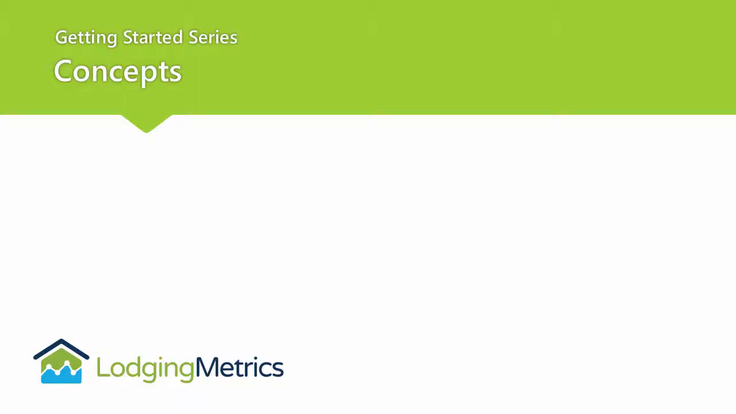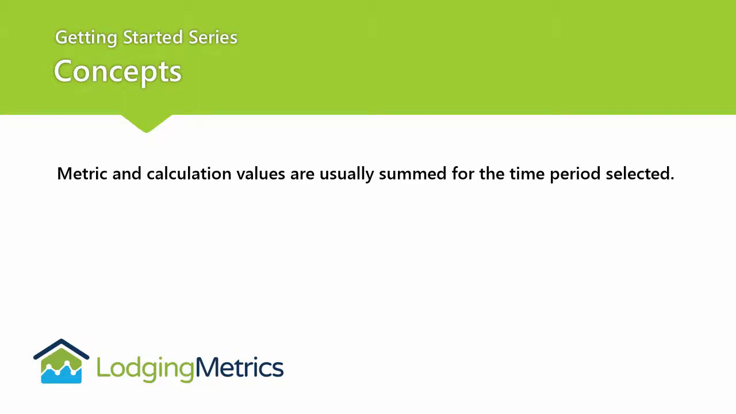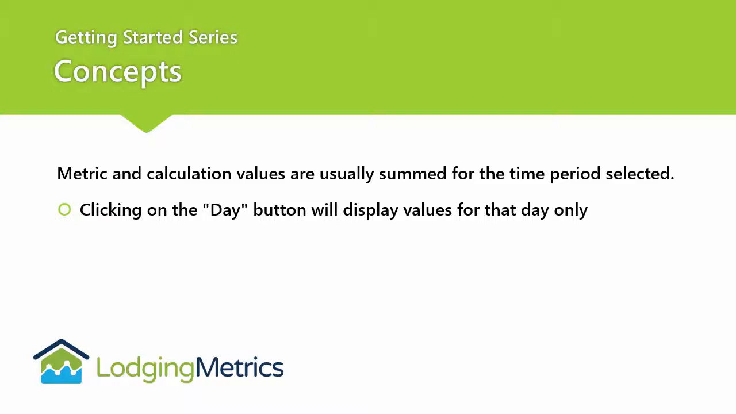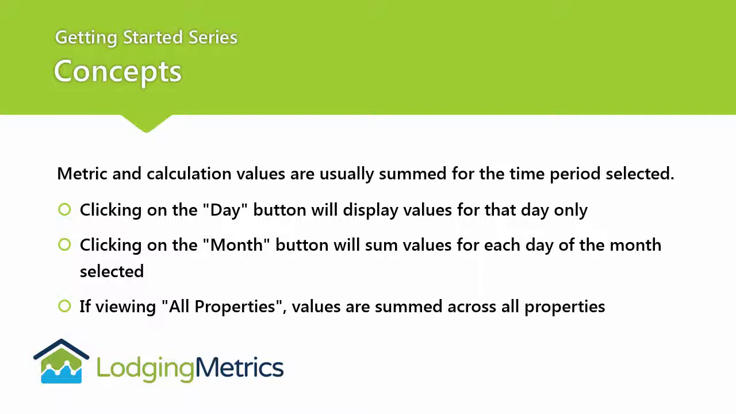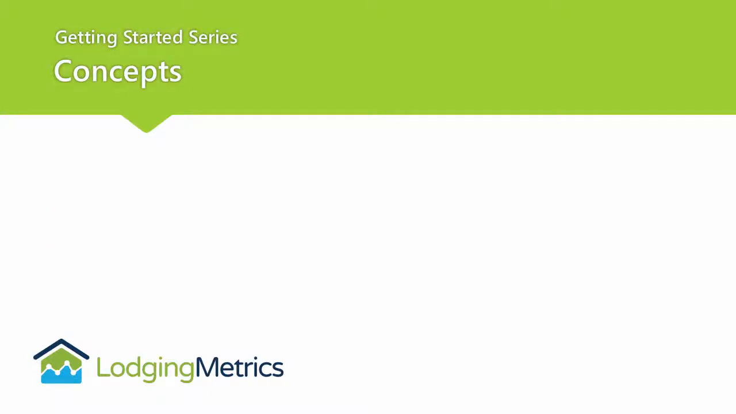In most cases, the metric and calculation values being displayed on the dashboard are summed for the time period selected. For example, if you have a widget displaying your number of rooms sold metric, clicking on the day button will display the number of rooms sold for that day only. Clicking on the month button will instantly sum the rooms sold value for each day of the month selected. Similarly, if you have multiple properties and the dashboard is set to display all properties, the rooms sold widget will display the sum of rooms sold across all properties.